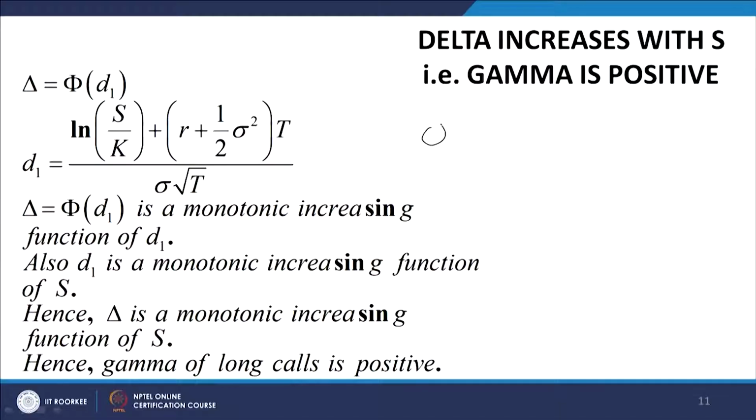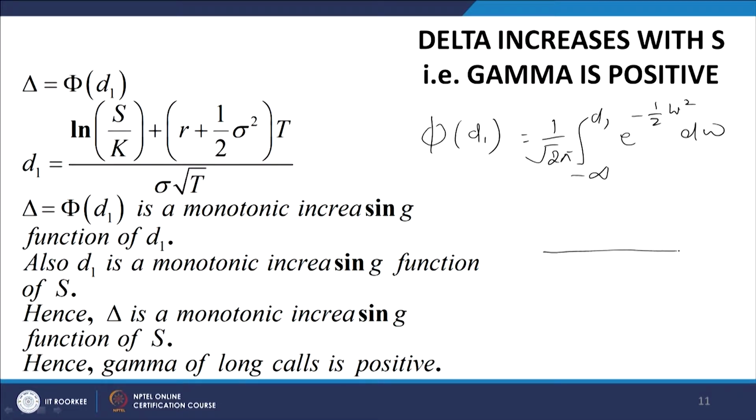You see, phi of d1 is given by what? It is equal to 1 upon root 2 pi, integral from minus infinity to d1 of e to the power minus 1 by 2 omega square, or z square, you may like whatever you like, d omega, right. Now, as d1 increases, phi d1 has to increase, because the upper limit of the area increases. If you have this d1 and then this d1, obviously this area is more than the other. So, higher the d1, higher is the phi d1.